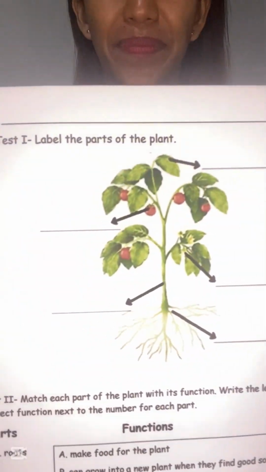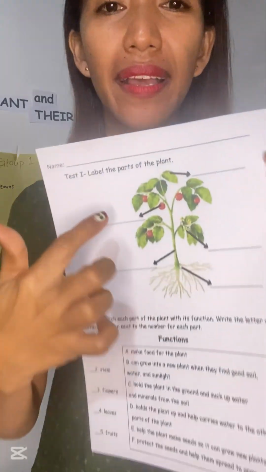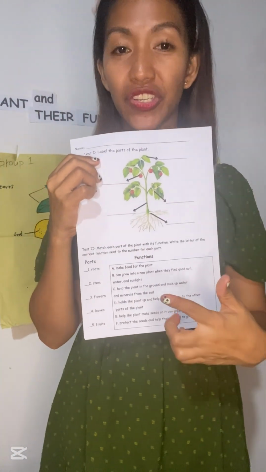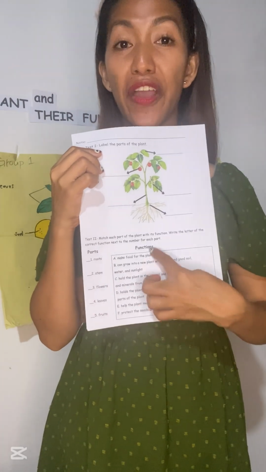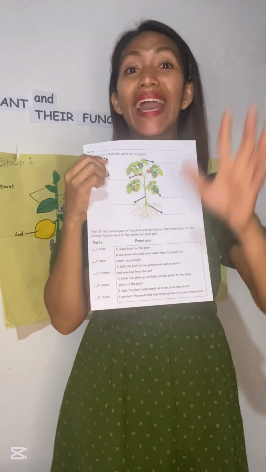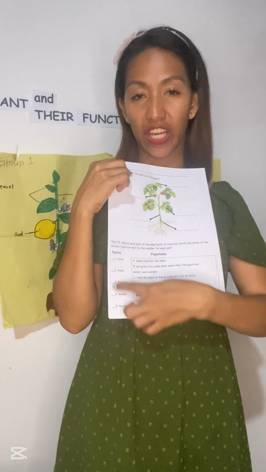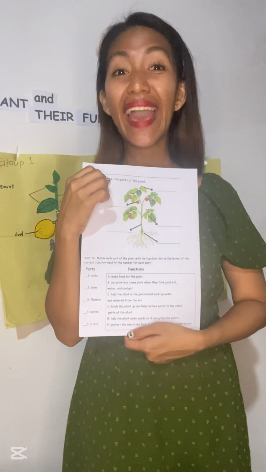And now you are going to answer this worksheet individually. So for test 1, you are going to label the parts of this plant. Then here you are going to match the plant parts and their functions. Of course, you are going to write only the letter of the correct answer on the space provided before each number. So please read carefully. Okay? So I'll be giving you 5 minutes only to answer your worksheet. After 5 minutes, pass all your paper.